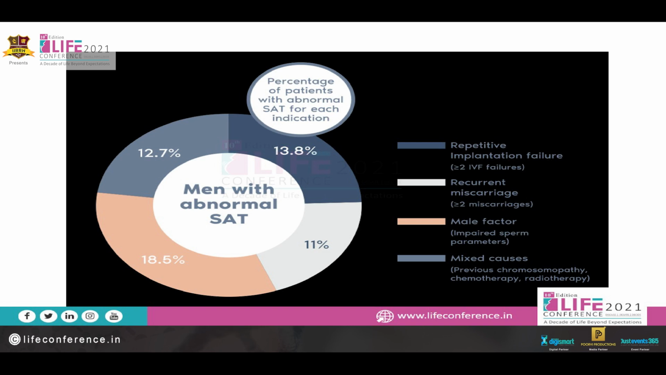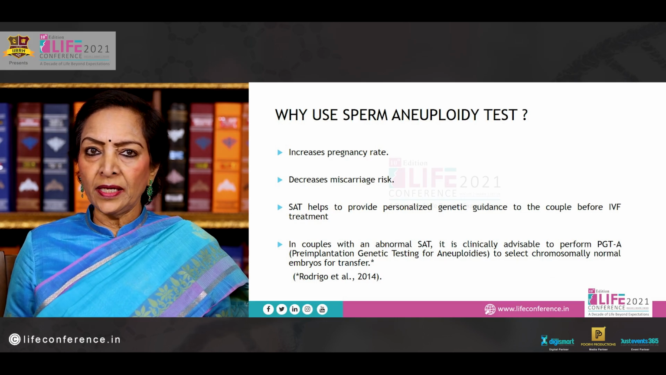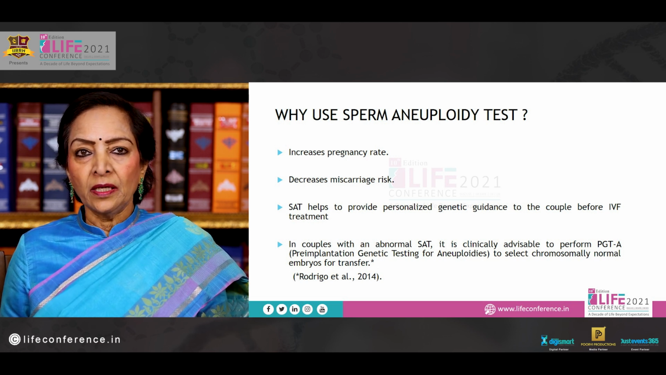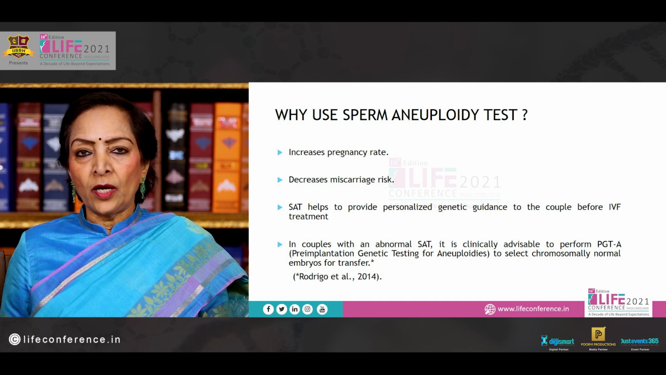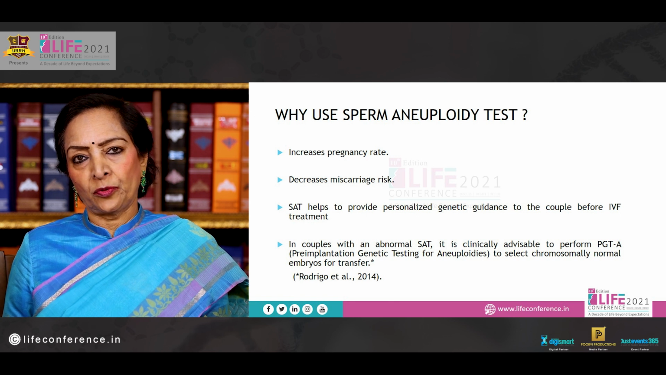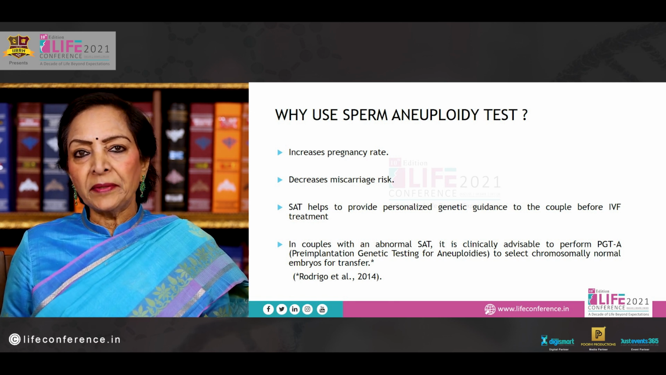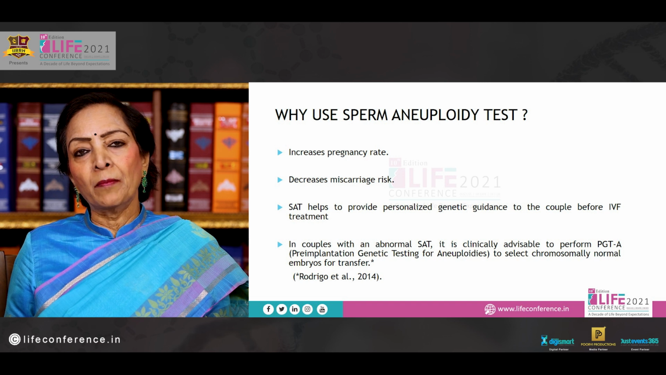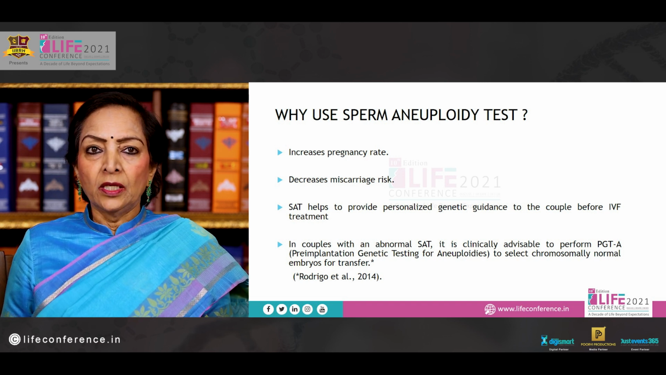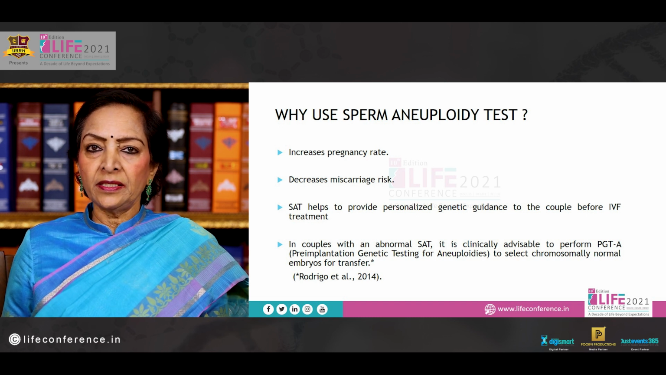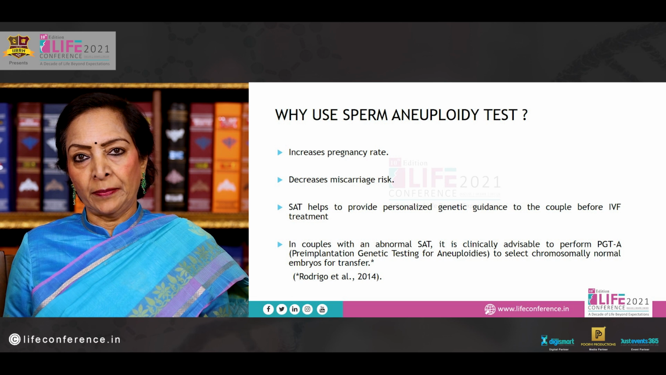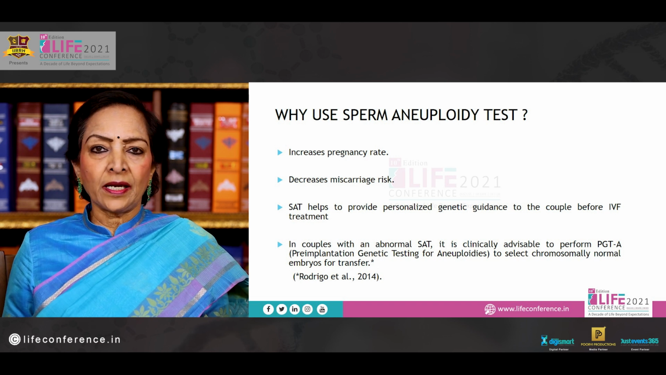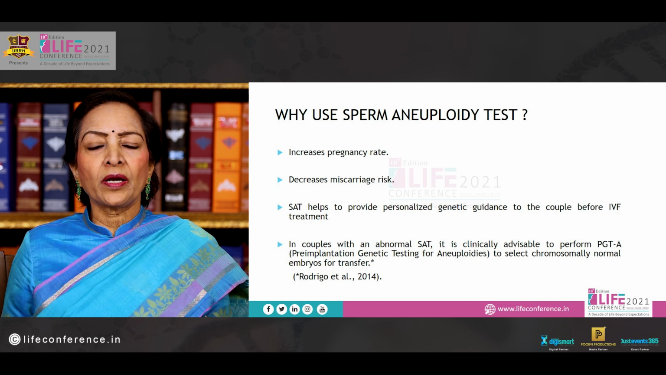We should also look at why we should use the sperm aneuploidy test. If we do a sperm aneuploidy test, then we know which sperms actually have aneuploidy. Now, we know that every sperm has 23 chromosomes, because the gametes are haploid. When you test these chromosomes, if they are more than 23, you know that it is aneuploid. So, let us look at the increase in pregnancy rate if you do the aneuploidy test, because you will throw out the abnormal sperms. It also decreases your miscarriage rate, and SAT helps to provide personalized genetic guidance to the couple before IVF treatment.